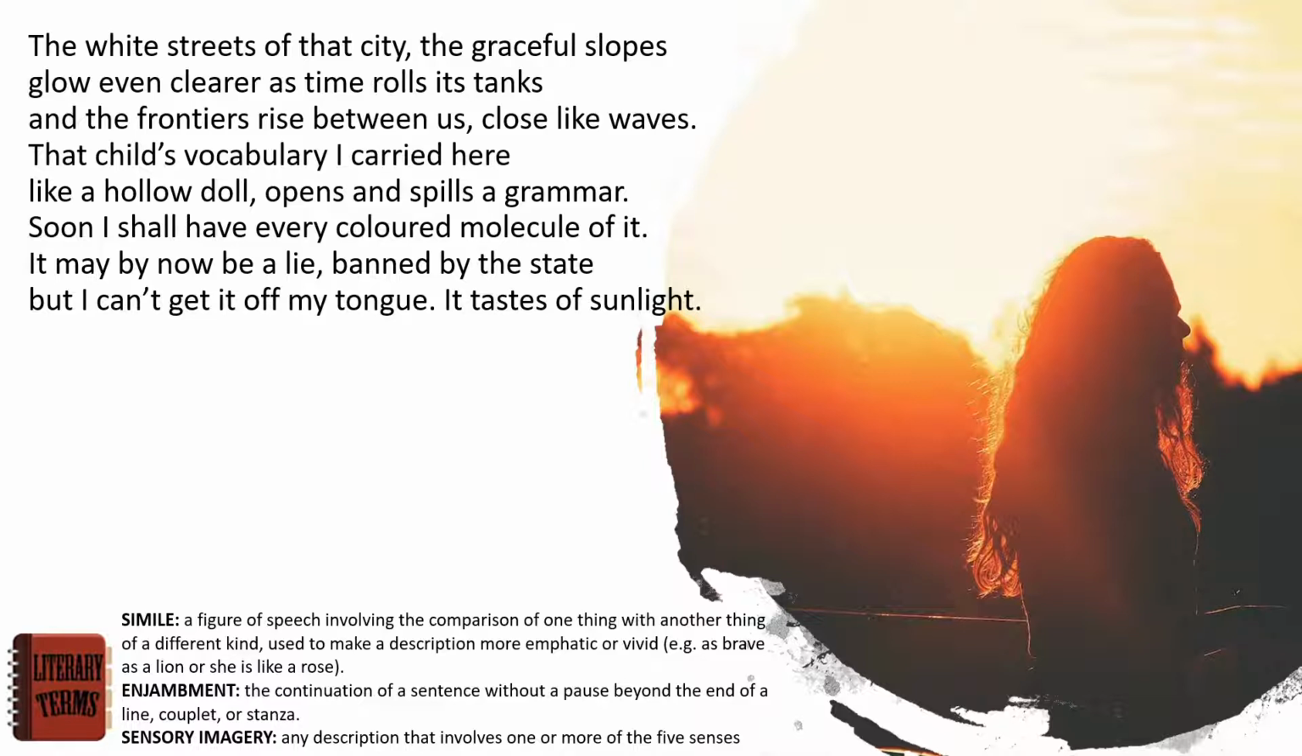And then she ends the stanza by linking the idea of the language on her tongue, her mother tongue, the language that she was born into. She describes it as tasting like sunlight. So we've got a brilliant sensory image there, talking about taste, not just what things look like. And that ending of the stanza with the word sunlight links back to the motif of light that's going all the way through the poem.